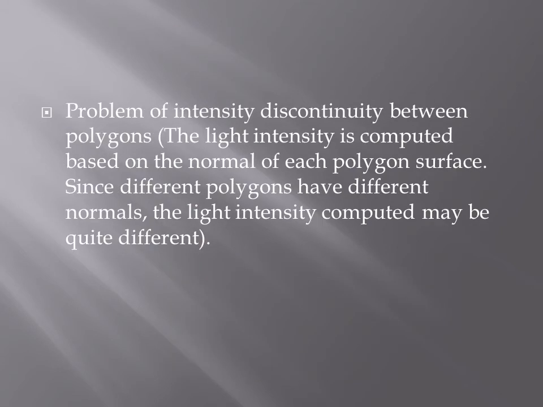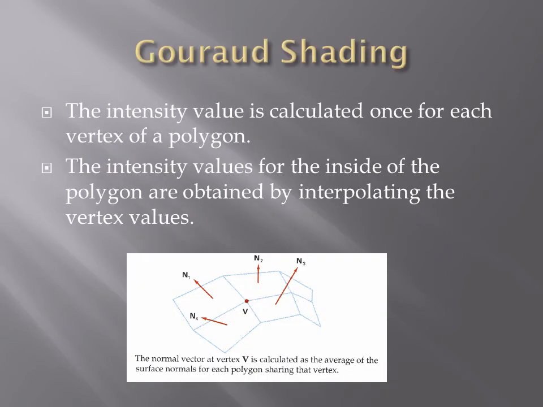The major problem is the intensity discontinuity between the polygons. The light intensity is computed based on the normal of each polygon surface. Since different polygons have different normals, the light intensity computed may be quite different for different areas.